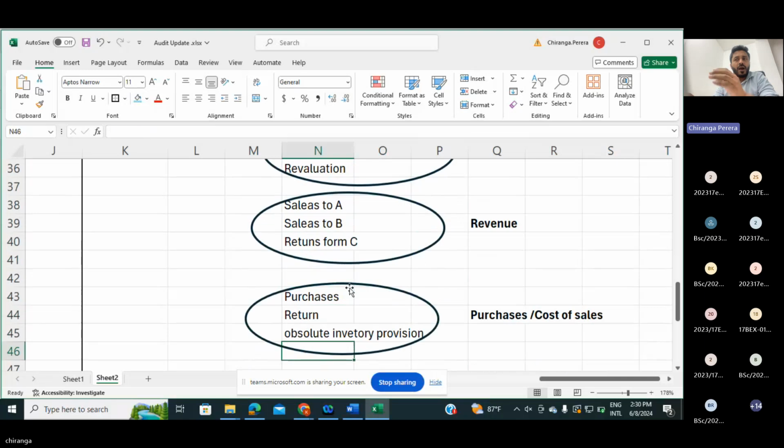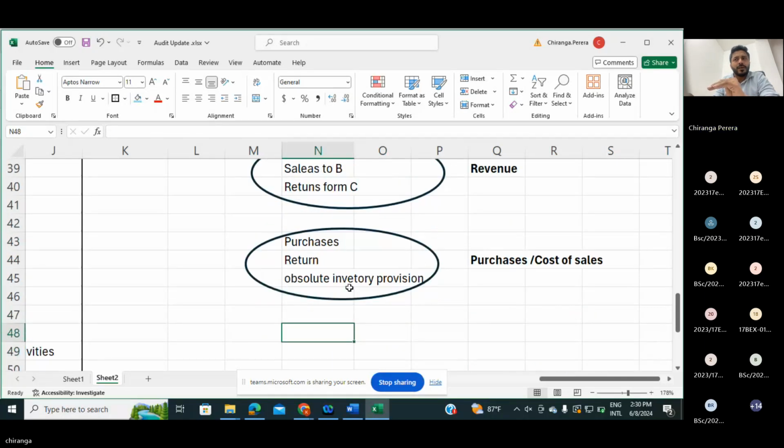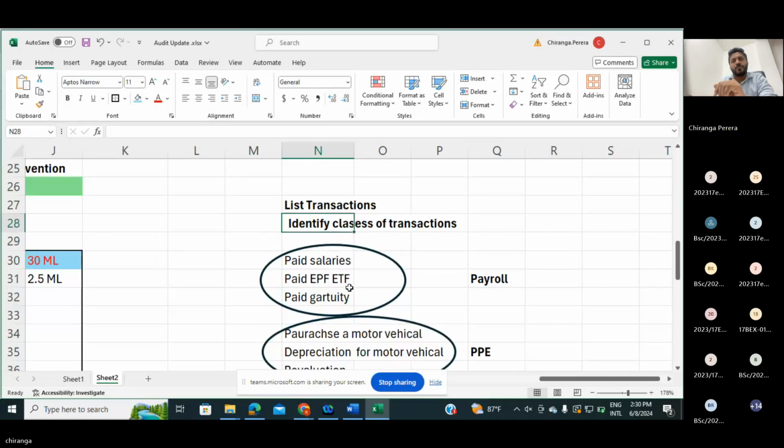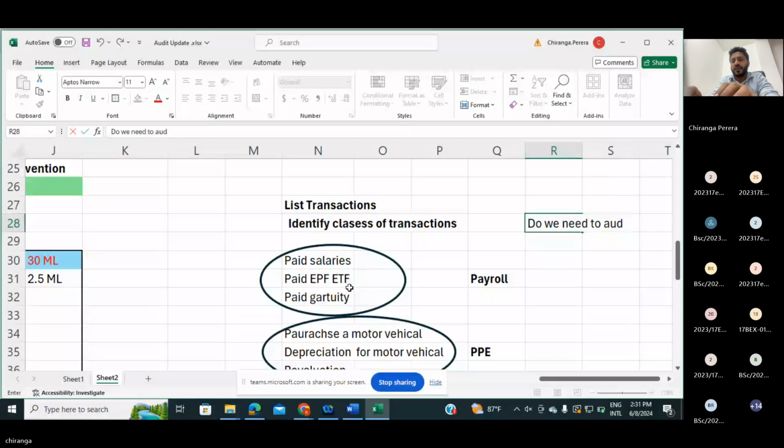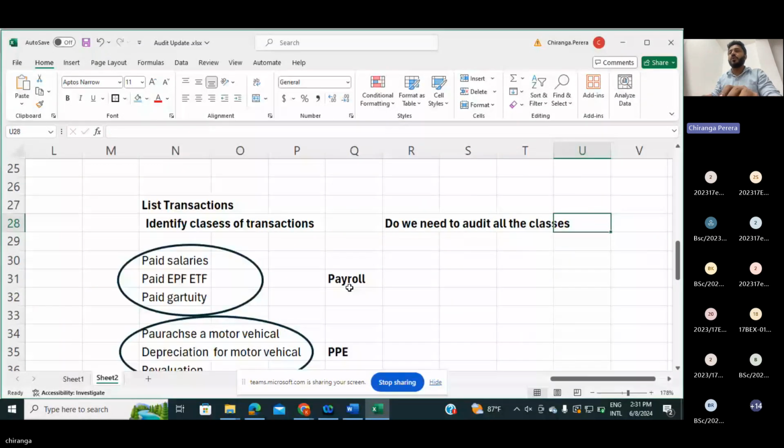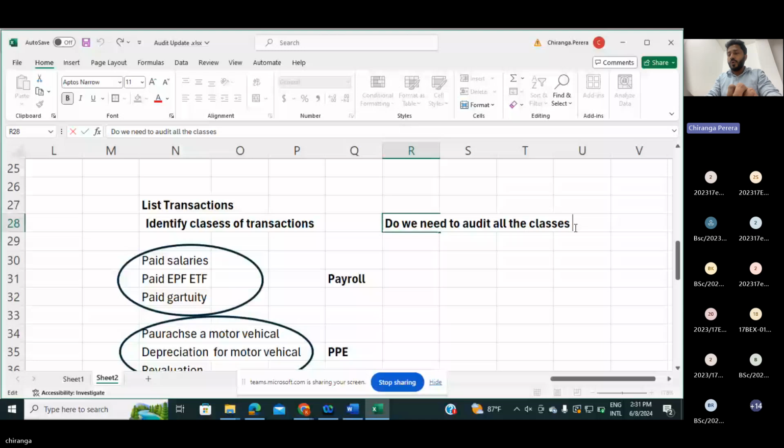After identifying all the classes, again we have a question. What is that question? Do we need to audit all the classes? Answer is no. We no need to audit. We no need to understand all the classes.